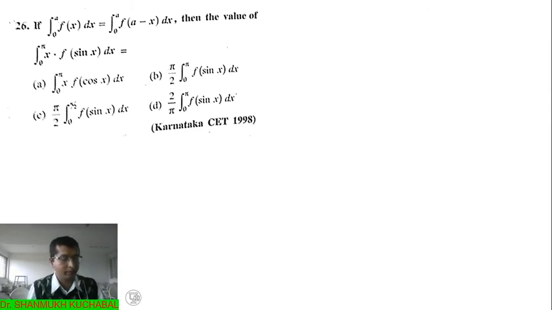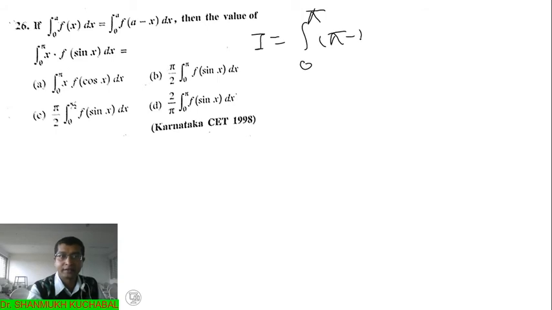We move to our next example. Integration 0 to a of f of x dx is written, using a property, as integration 0 to a of f of a minus x dx, upper limit plus lower limit, that is a plus 0. Then we have to find the value of x into f of sin x. So using that property, we can write this as integration 0 to pi, x is replaced by pi minus x, f of sine of pi minus x.